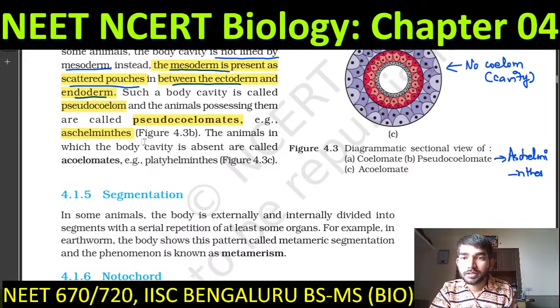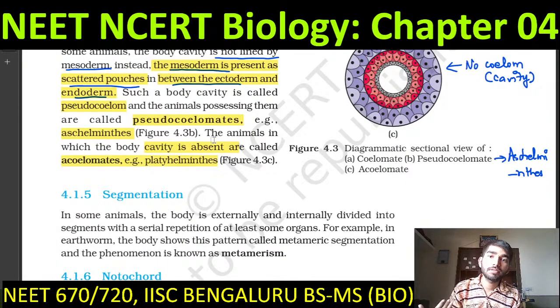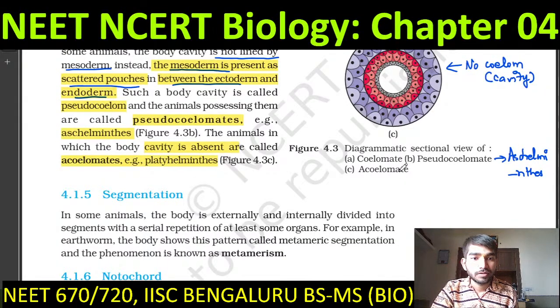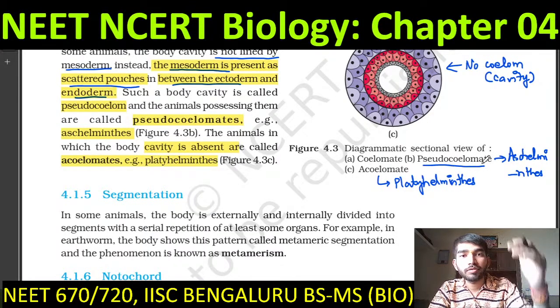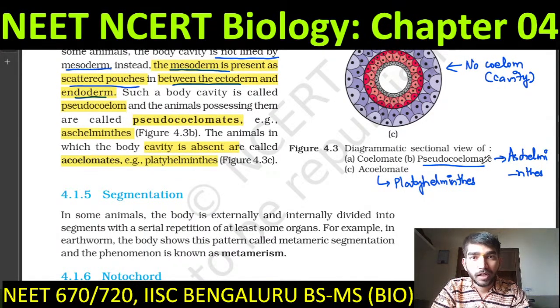And the animals in which the body cavity is absent altogether, there is no body cavity, like the example shown here. They're called acoelomate, again platyhelminthes. So just one level below that. So here it's flatworms, platyhelminthes. And this is after one level progression, you go to pseudocoelom stage, and after that you go to annelids, and from there on you start seeing the transition to true coelom or coelomate stage.